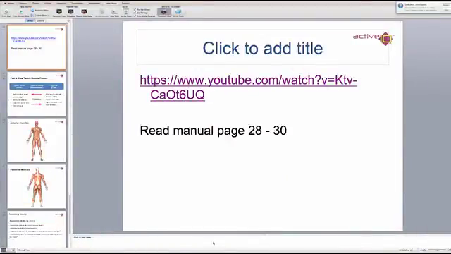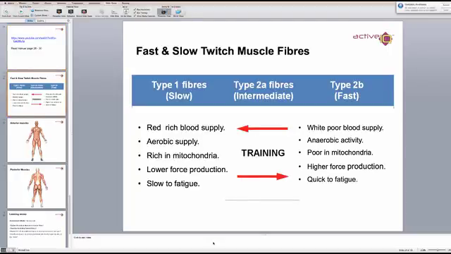And what you can also do, guys, if you want to get some more information on this, have a look at the manual. If you find it easier to understand rather than watching video and hearing someone speak, also have a look at the manual, because pages 28 to 30 will also be able to help you out with sliding filament theory.